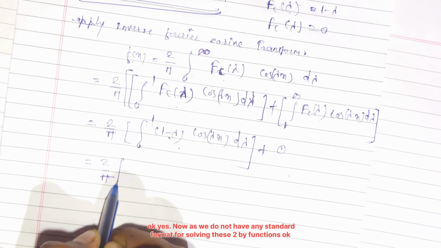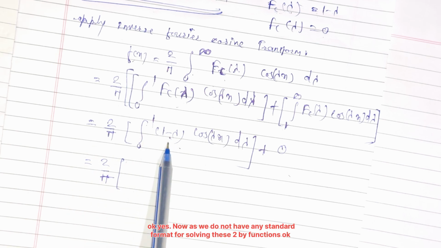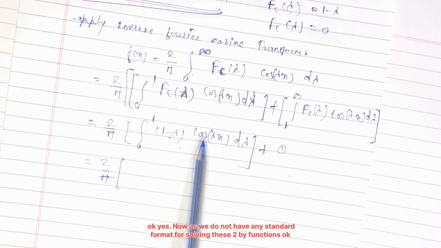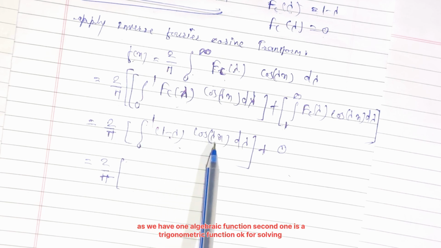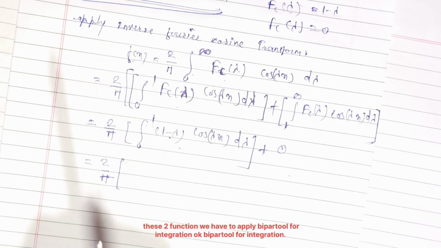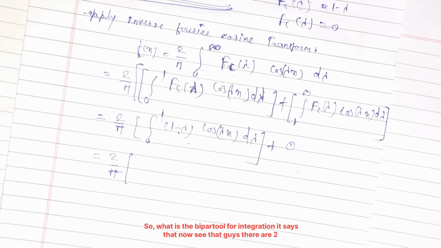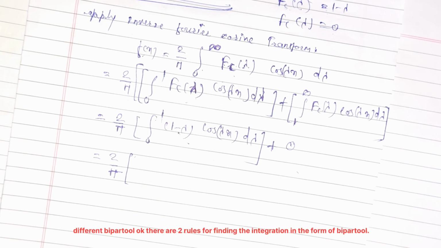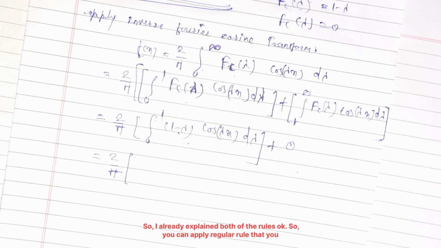Now we don't have any standard format for solving this product of two functions, as one is an algebraic function and the second is a trigonometric function. For solving these, we have to apply the by-parts rule for integration. There are two rules for finding the integration by parts, and I already explained both of the rules. You can apply the regular rule that you learned from your 12th standard onward.